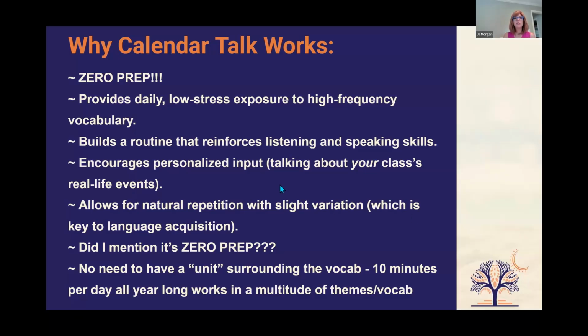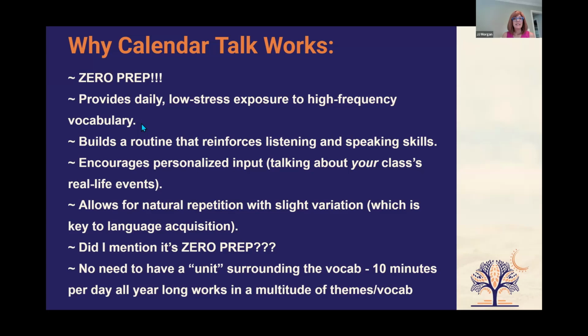So why does calendar talk work? It's zero prep, none at all. You know the day of the week, you know the month, you know the year, you know the numbers. It's no prep at all. I love activities that I do not have to plan in advance.